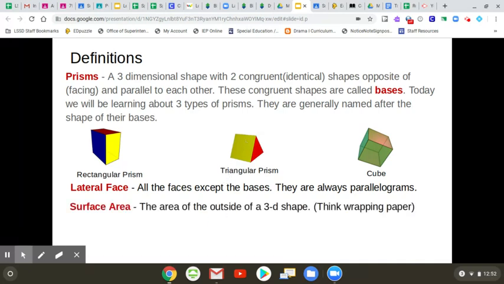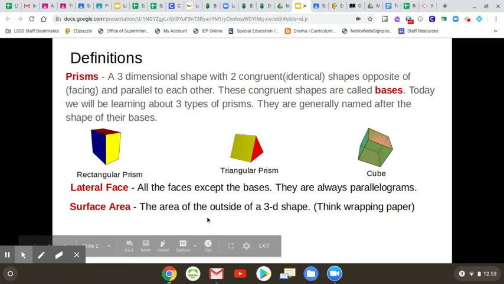Surface area is the area of the outside of a 3D shape. So you can think of it like if you were going to perfectly wrap something in wrapping paper, instead of having all the folds and creases, the amount of wrapping paper you would need for that would be the surface area. Okay? So it's just the whole outside of that 3D shape.